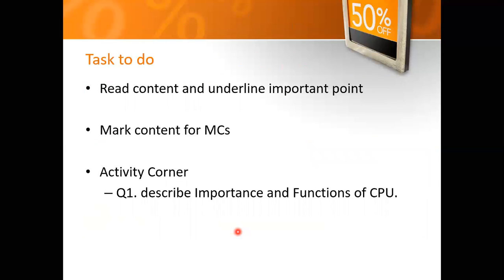After learning this topic, what you are going to do is you are going to read the content and underline important points that are given related to this topic, and you will also mark the contents through which you can make MCQs. And third, you are going to do the first question from the activity corner, in which you will have to describe the importance and functions of CPU. You can take help from this presentation, and there is content in your book as well, and you can also search on the internet and write the importance and functions of CPU in the form of points.